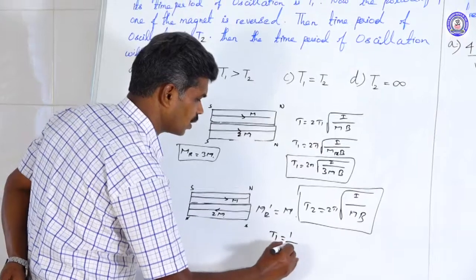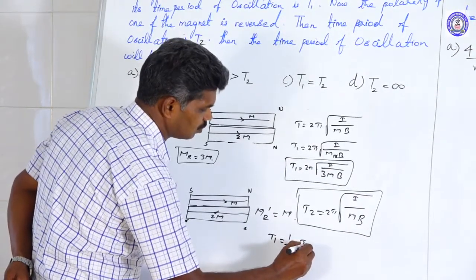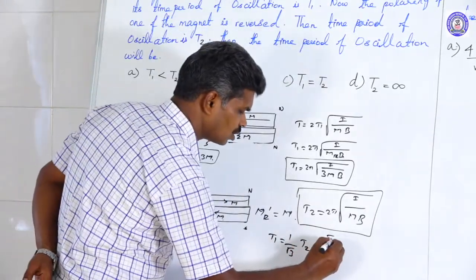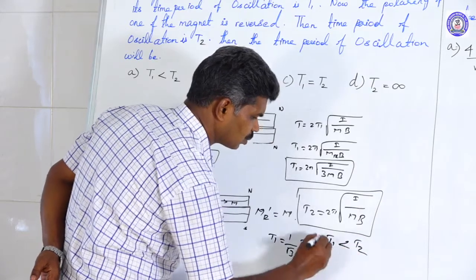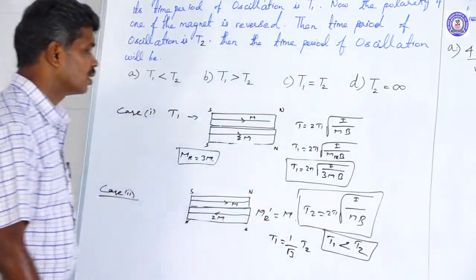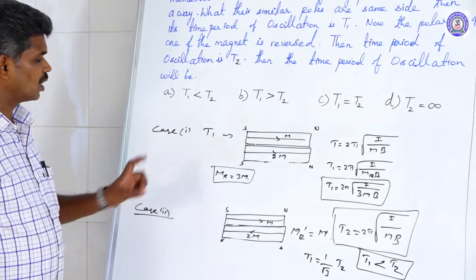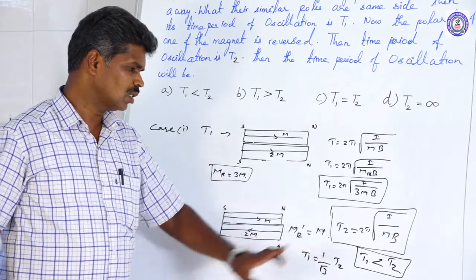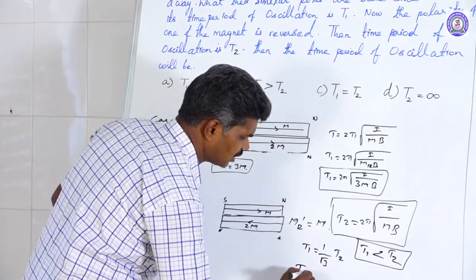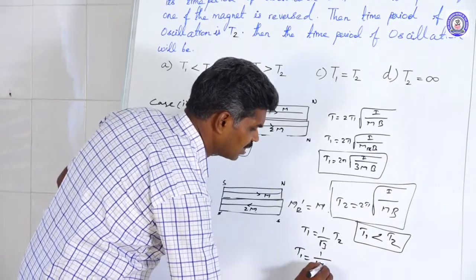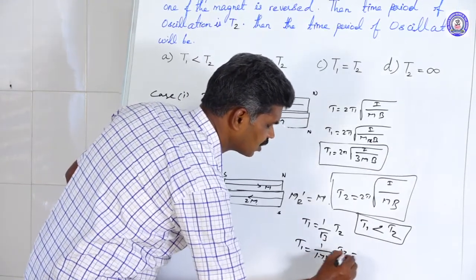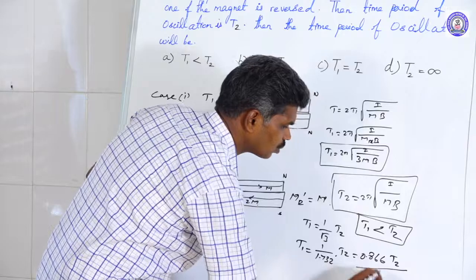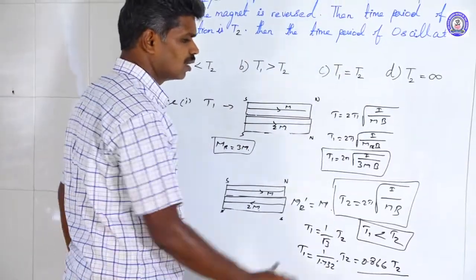T1 equal to 1 by root 3 into T2. So we can say T1 is less than T2. The first arrangement's time period is less than the second arrangement's, because T1 equal to 1 by root 3 into T2. We can also rearrange it as T1 is equal to 1 divided by 1.732 into T2, which can be taken as almost 0.866 into T2. So that's why T1 is less than T2.